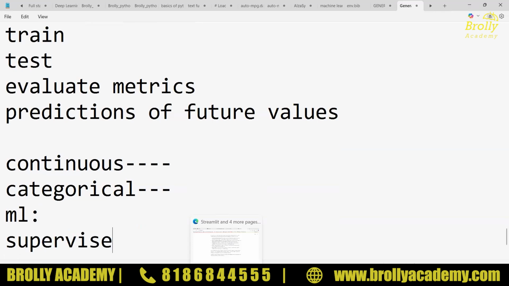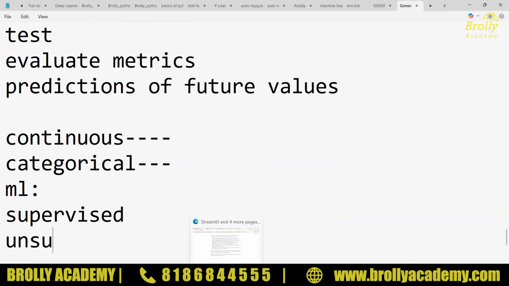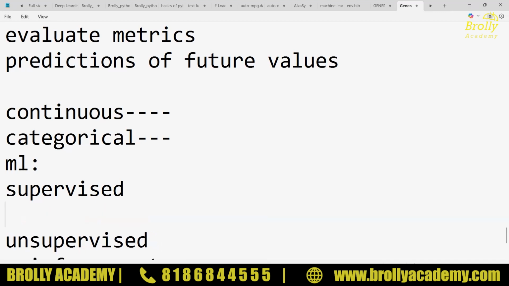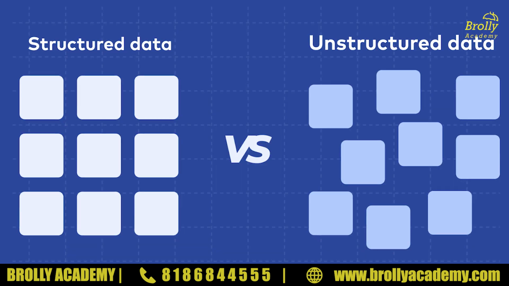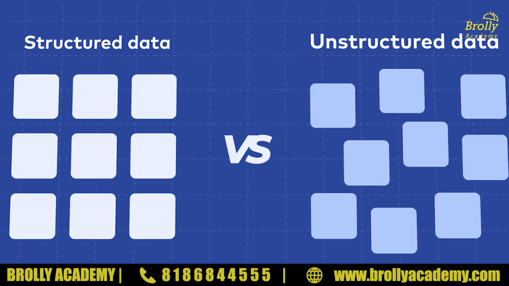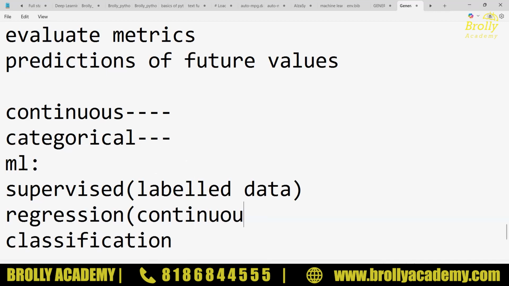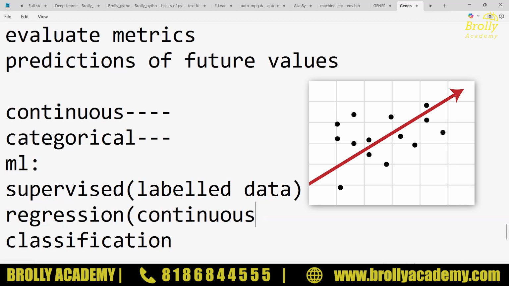In this, we have types: supervised, unsupervised, and one more, reinforcement. In supervised learning, we completely focus on labeled data, meaning structured data which consists of rows and columns. In this, we have regression and classification. As for continuous data, if your output variable or dependent variable is continuous, sequential data, then you can move with the regression algorithms.